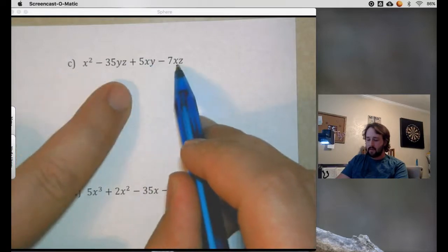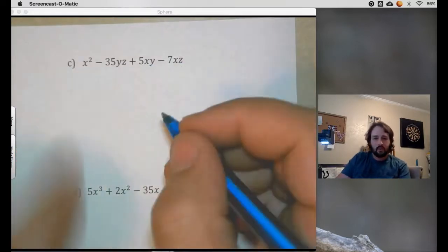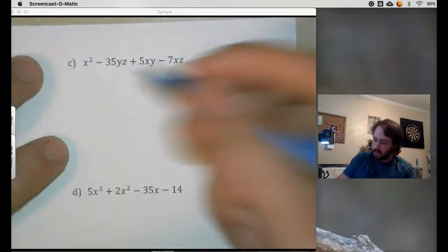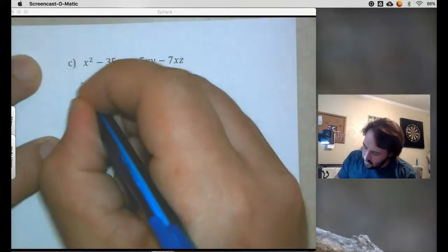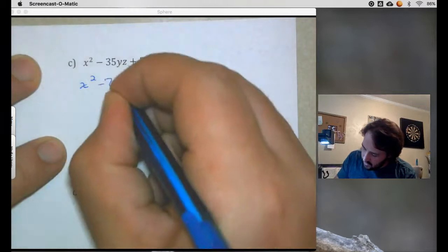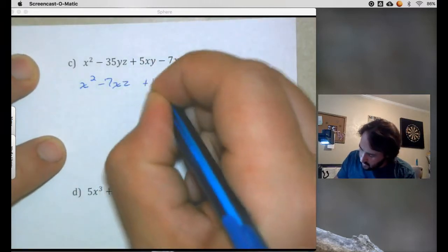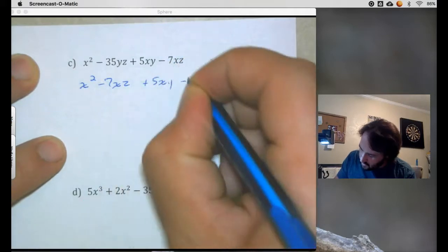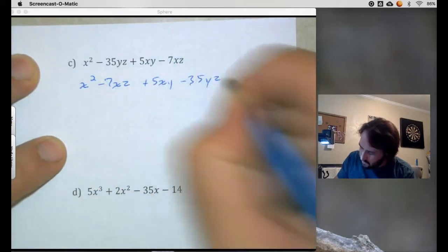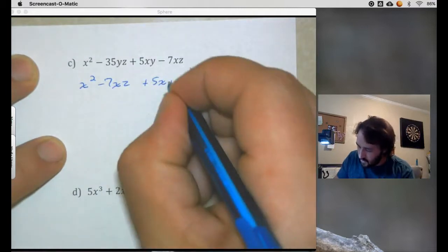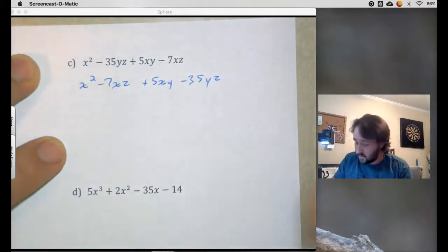So if I factor out, let's try it. If it doesn't work, it doesn't work, and you can kind of see how I'm thinking too. So if I group this x squared minus 7xz, and I'm actually going to do plus 5xy minus 35yz. So I'm going to try this grouping first. If it doesn't work, again, you can always try something else.